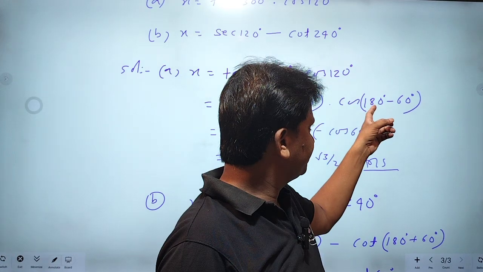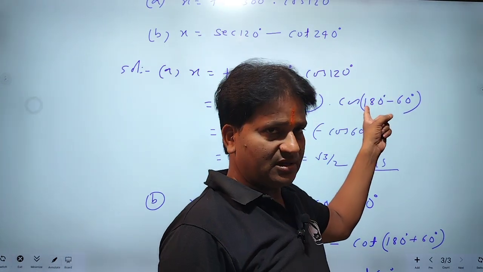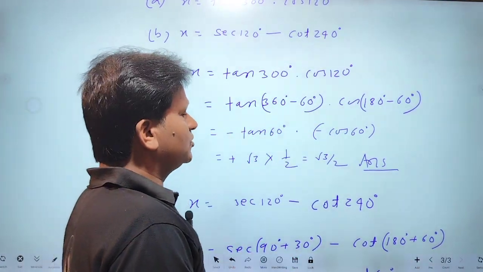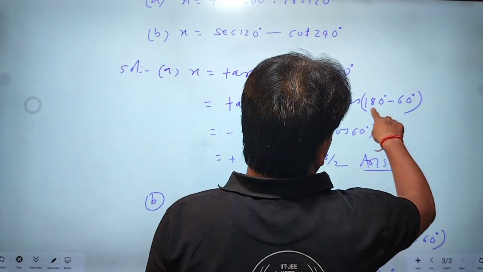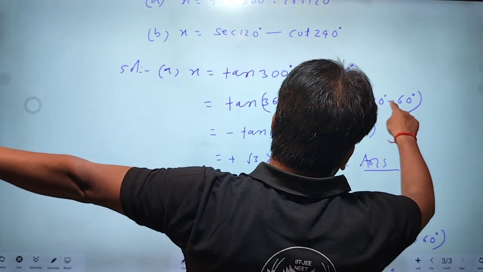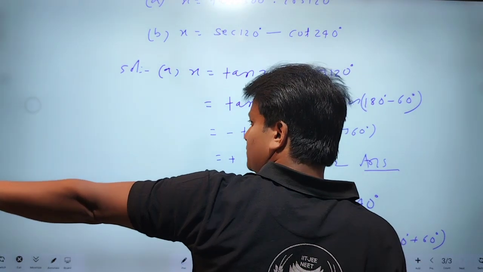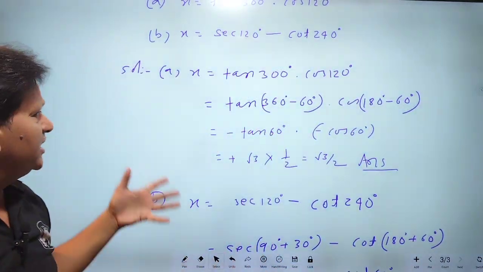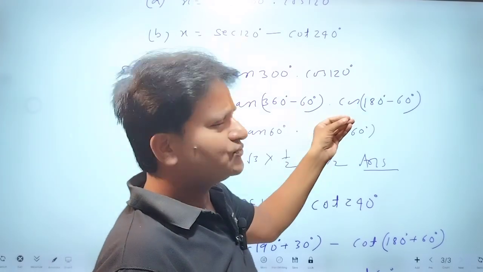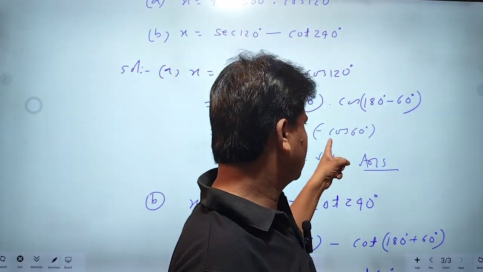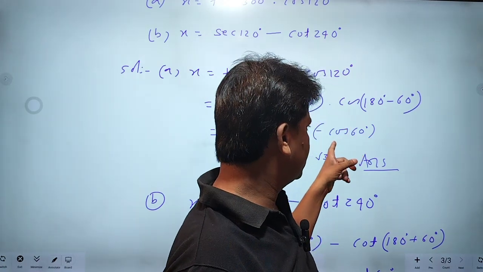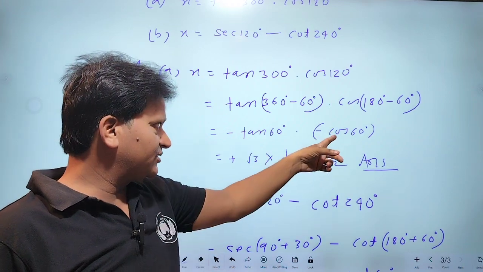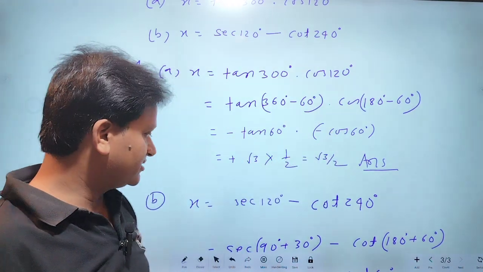In this case, after removing 0, it will be even. Even means same. Cos will remain in cos, and this is 180 degree. Negative sign shows you should move in clockwise. Therefore, you will go to second quadrant. In second quadrant, cos will be negative. This cos will be negative. Okay? Negative into negative is positive, tan 60 degree this and cos 60 degree this. This is the final answer.